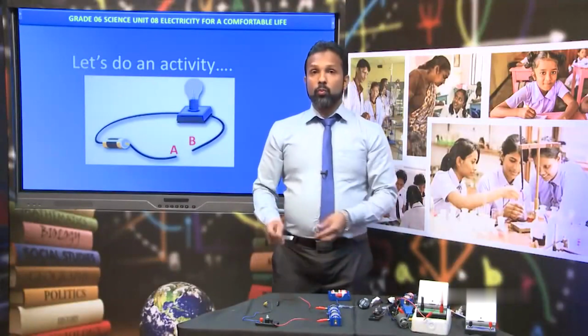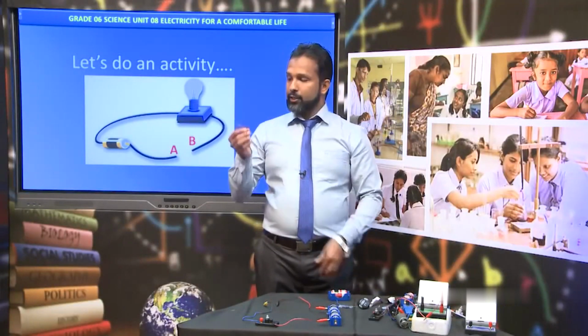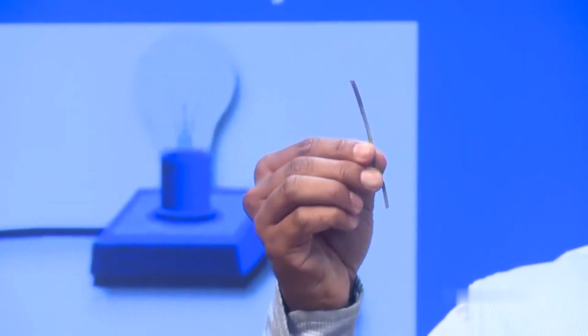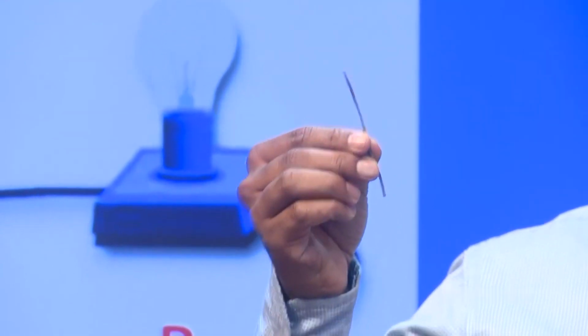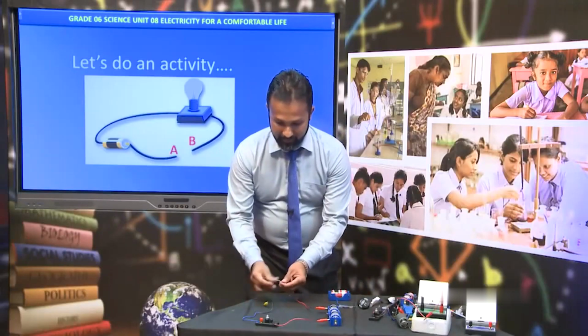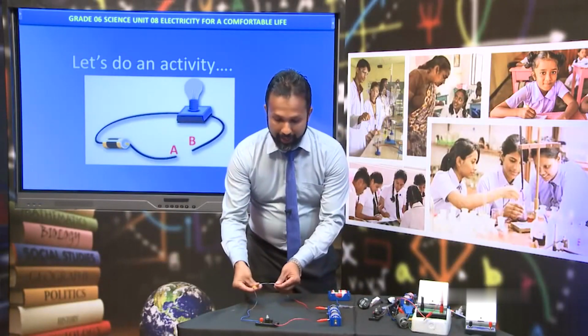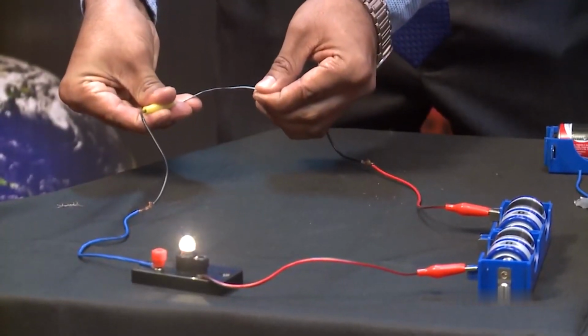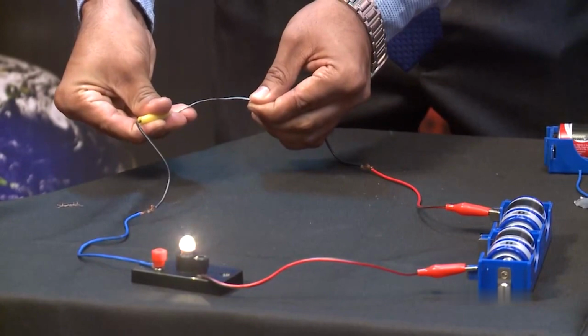Then I am going to keep a piece of magnesium. This is the magnesium metal in the laboratory, and let's check whether current passes through the magnesium. Now you can watch, the bulb glows. That means current passes through the magnesium.